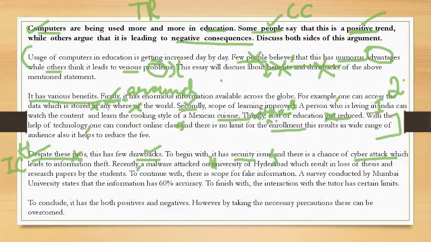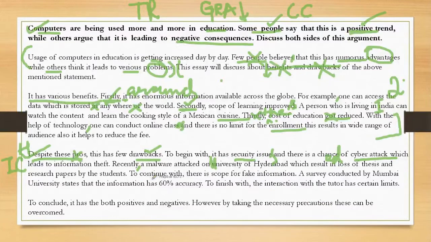So you'll say recently a malware attacked the computer system or the network of University of Hyderabad. Okay, which resulted, here it's supposed to be past tense, ed, which resulted in loss of thesis and research papers of the student. IT department, yes, Simi, we can also write IT department. Okay, so this point is fairly well written, though there are a lot of grammatical errors. So he will get less marks in grammar because of all the things that he has messed up in.